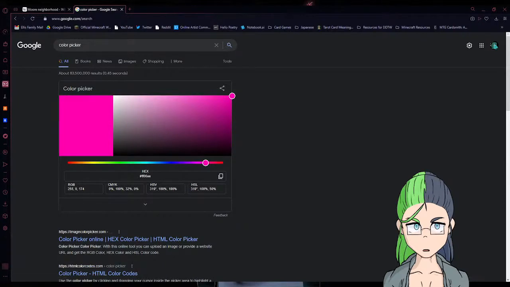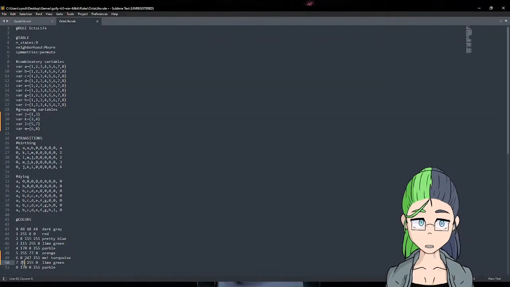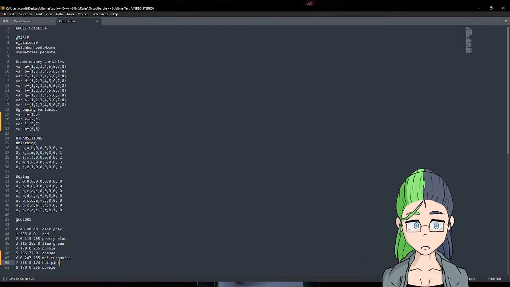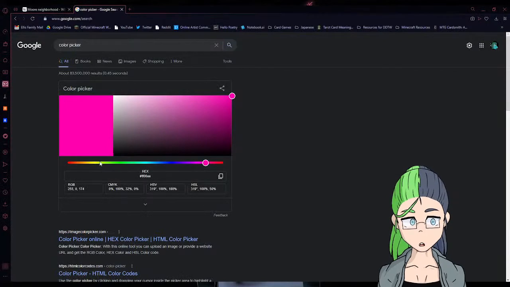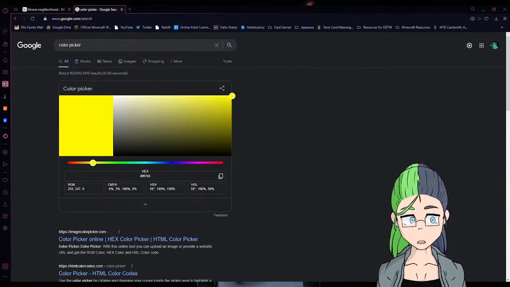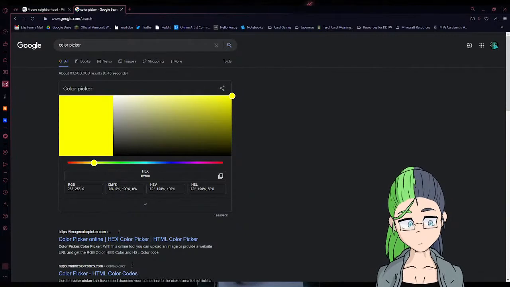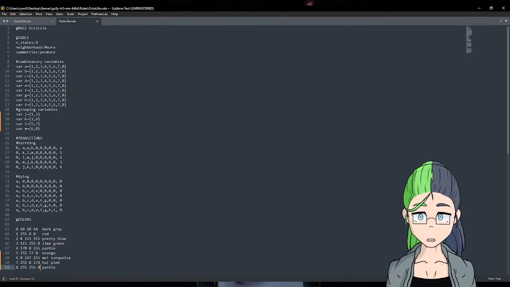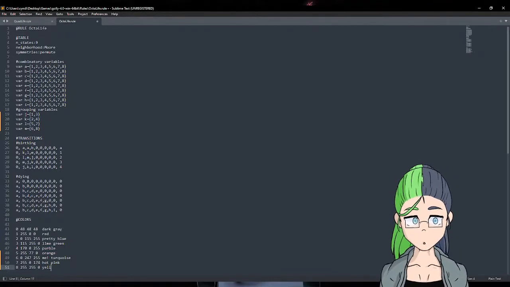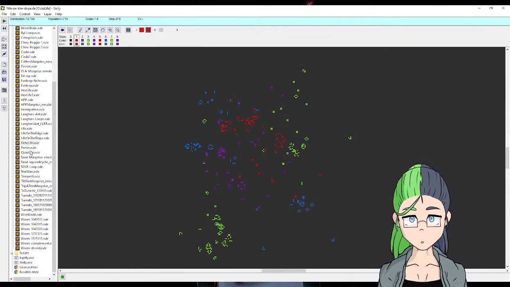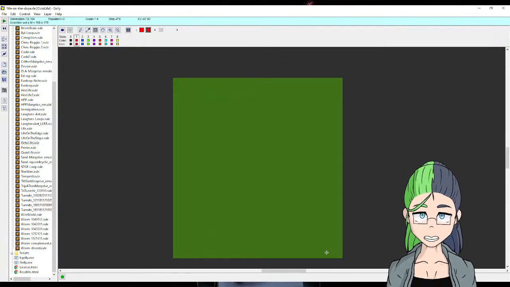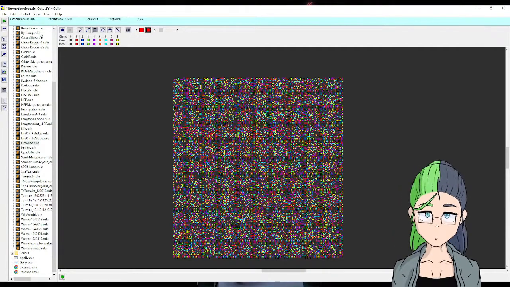Okay, and then 7, that will be pink. So that's 255, 0, 174. Pink. And then 8 will be, I don't know, 8 will be a yellow. 255, 255, 0. Yellow. Boom. Alright, let's go back over here. Reload Octolife. There we go. Now they're all different colors. Randomly fill it. Look at all those colors.